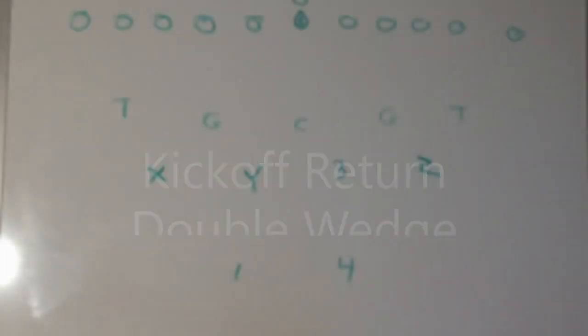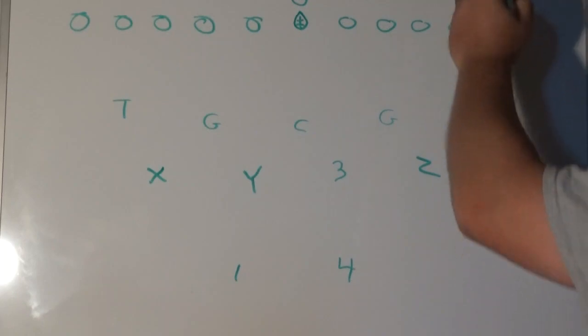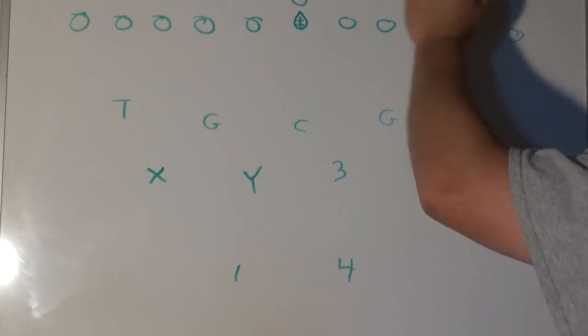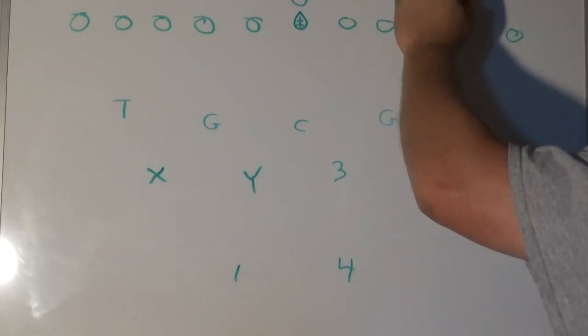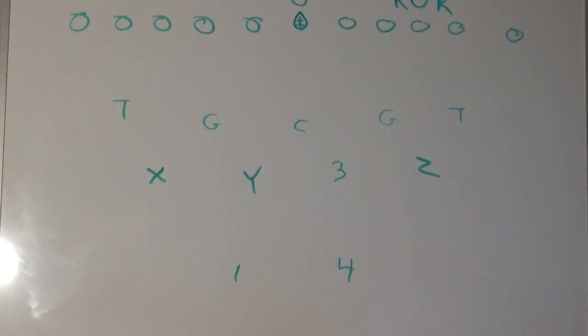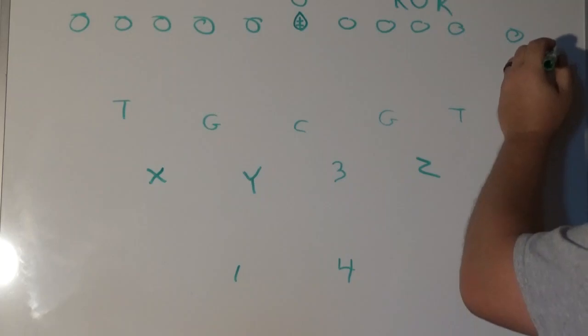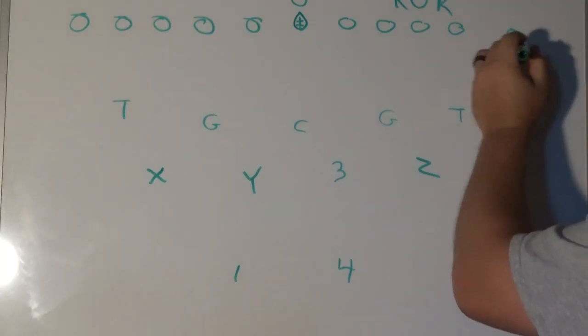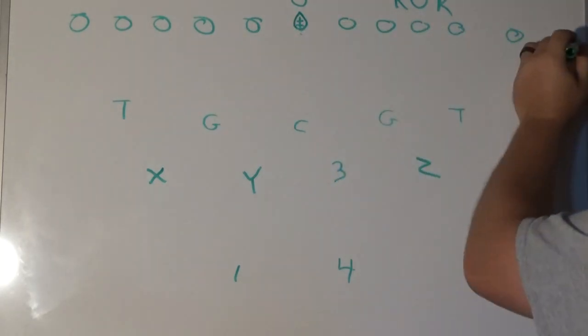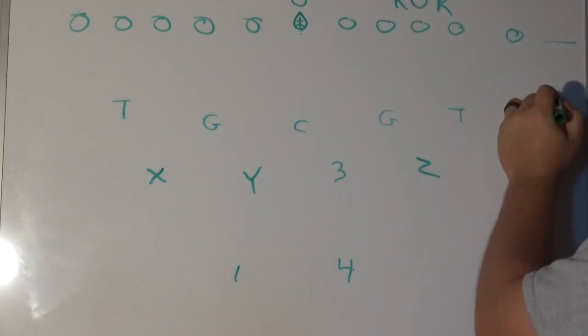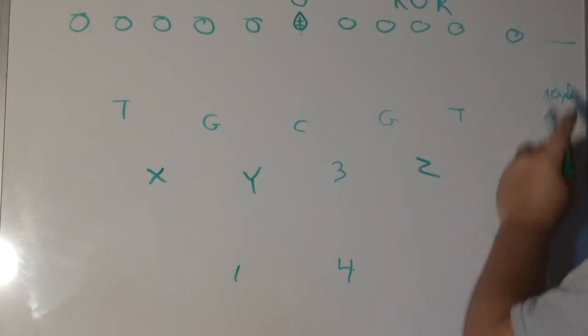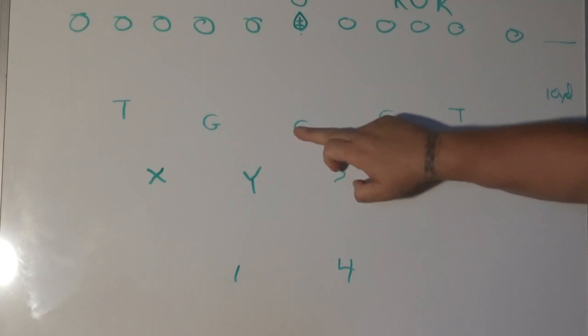Talk a little bit about what would be our kickoff return. Kickoff return. We are going to run what we call a double wedge system. All right. First things first. This first line is going to be 10 yards from where the ball is located.